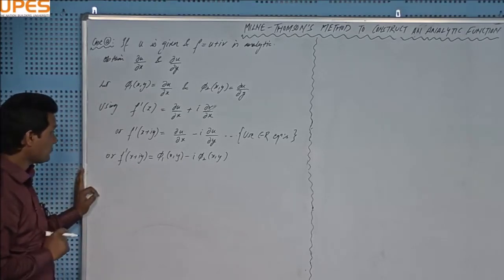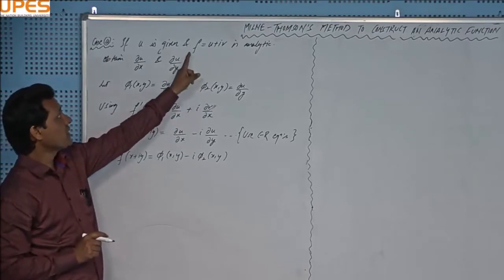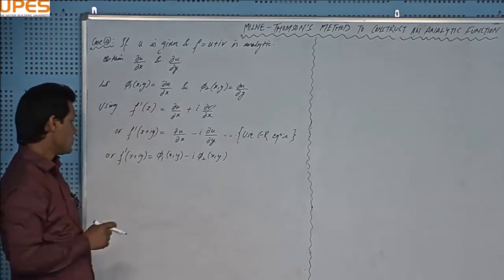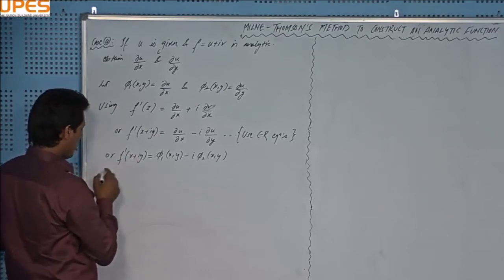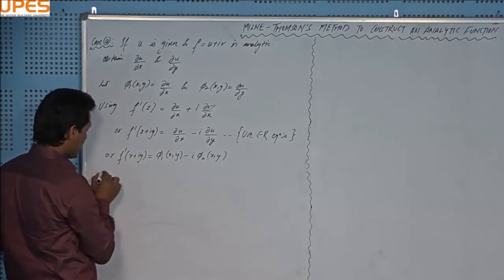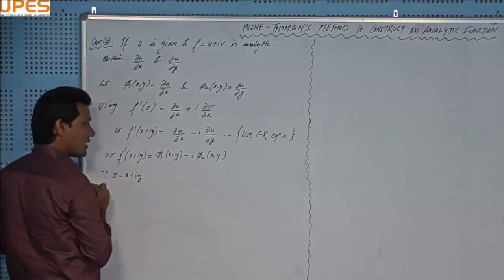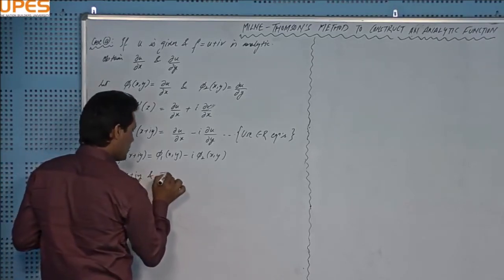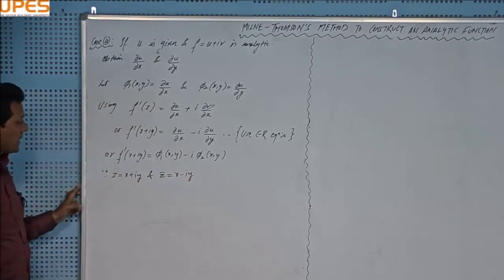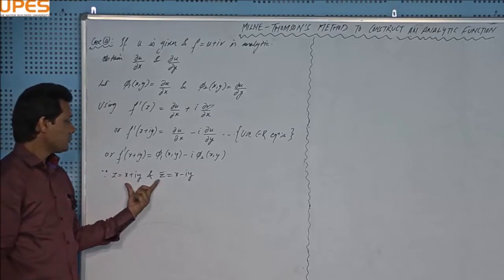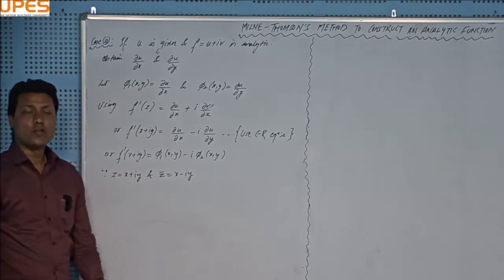But one thing is that you want the analytic function f(z) in terms of z. So you can replace these x and y. Since z equal to x plus iy, and its conjugate will be given by x minus iy. If you add them, you will get the value of x, and if you subtract these two, you will get the value of y.